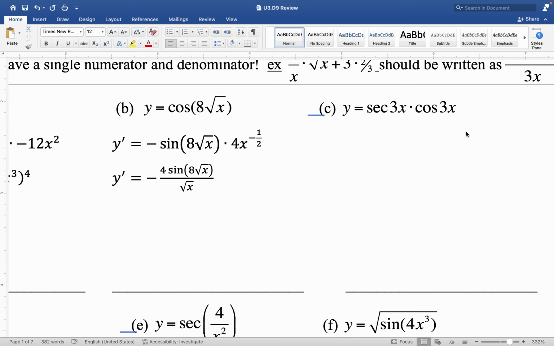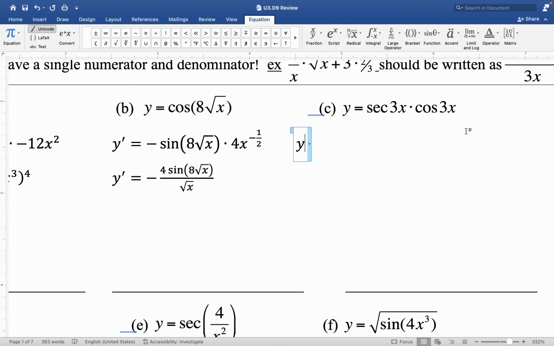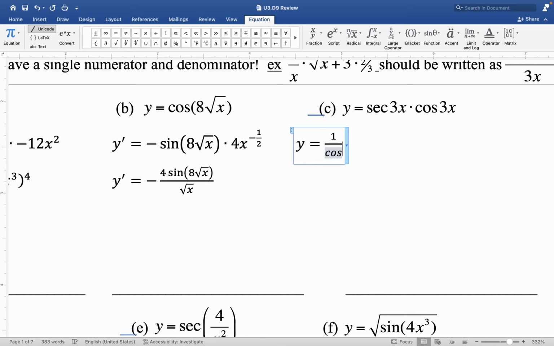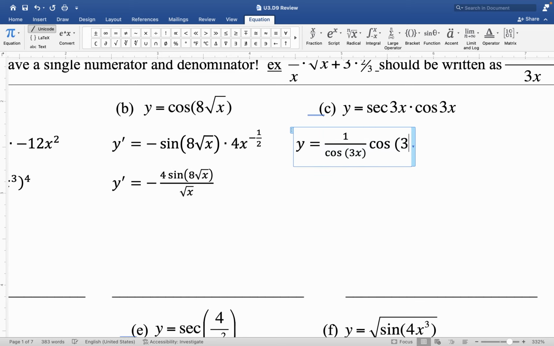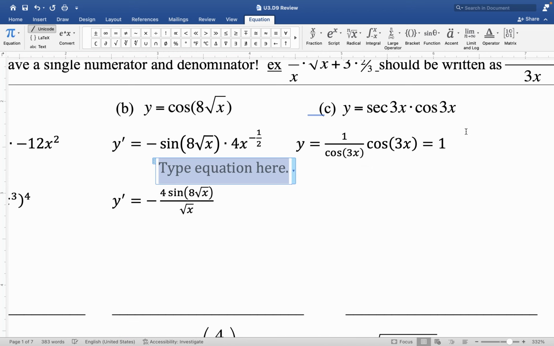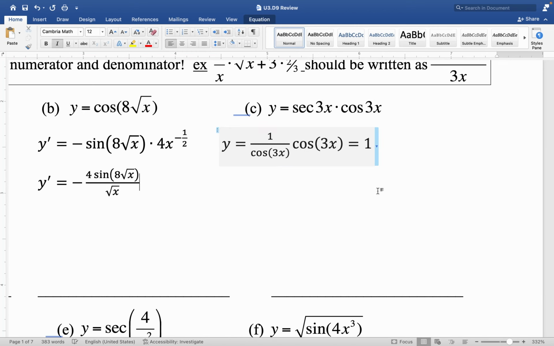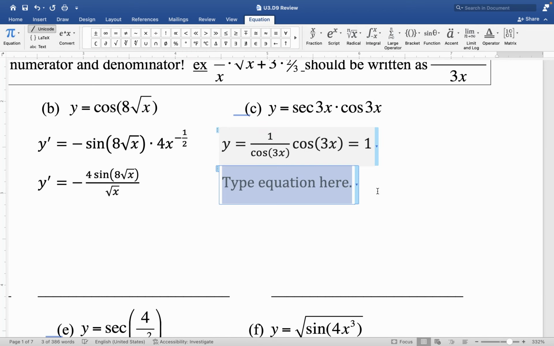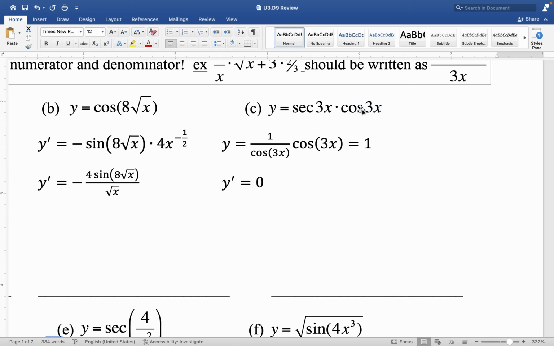You could, but I actually know that's going to simplify to something really simple because, look, secant of 3x is the same thing as 1 over cosine 3x. Which means that, in fact, this whole function is literally just equal to 1. And the derivative of 1 is 0. So that's it. If you use the product rule on this, you could eventually wind up here, but you'll probably have to use a bunch of trig identities to get there anyway.